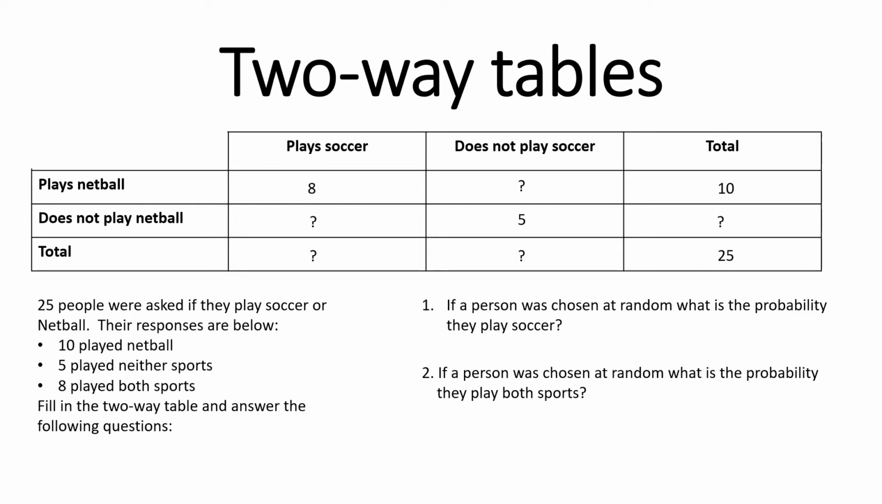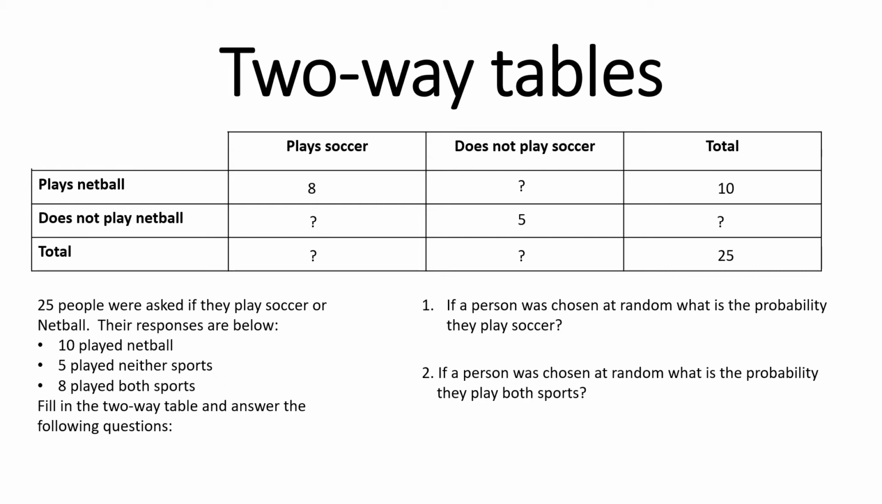I've already put in the numbers that we know. We know that we had a total of 25 people that were asked. So 25 goes in the bottom right-hand part of the table. We know that 10 people played netball. So in our total column, in the row that says played netball, we have 10.